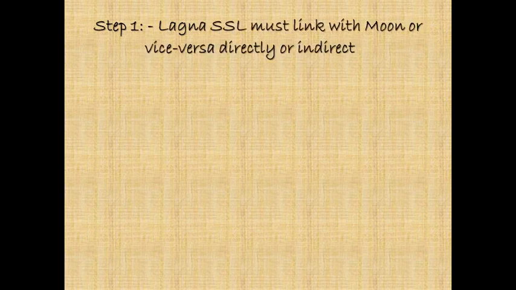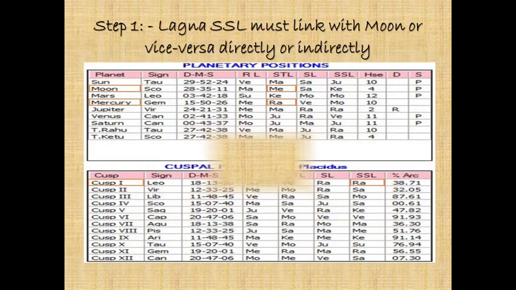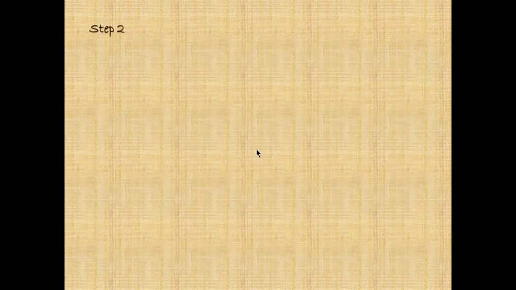So we begin with the first step of birth time rectification: Lagna Sub Lord must link with Moon or vice versa, directly or indirectly. Here Lagna Sub Lord is Rahu, Moon is in the star of Mercury and Mercury is in the star of Rahu. So Moon makes link with Rahu through Mercury. So the link gets established, and we are done with the first step of birth time rectification.